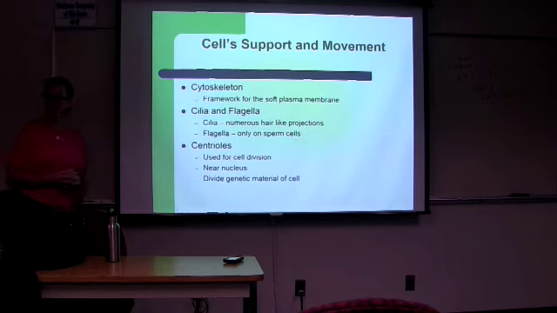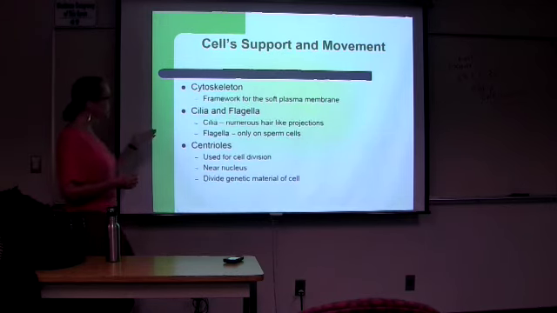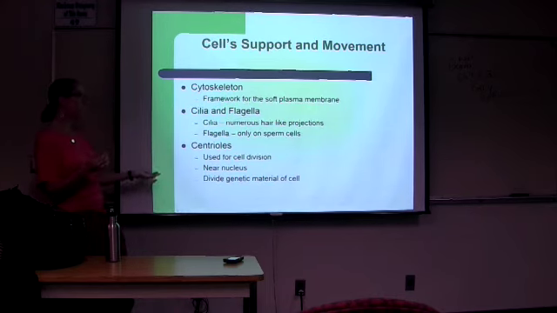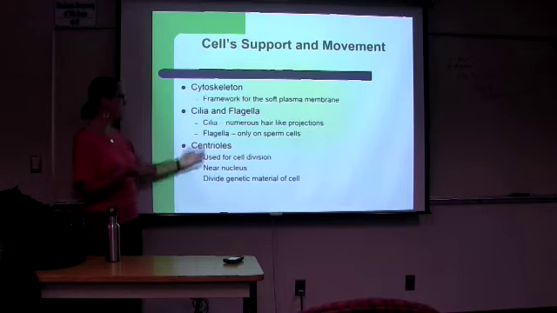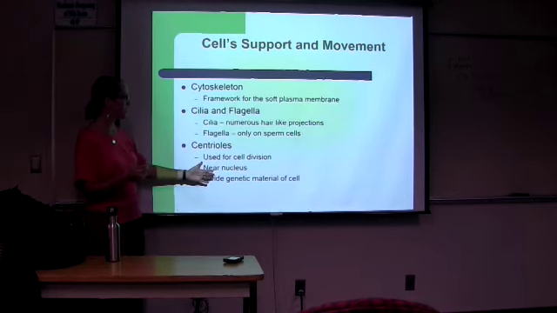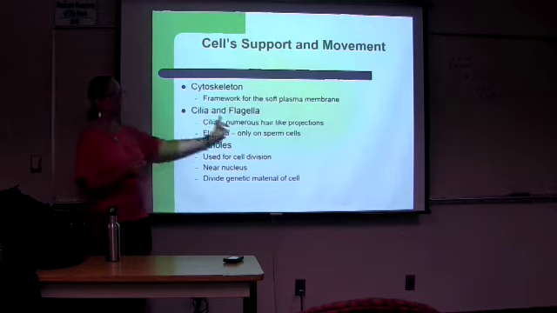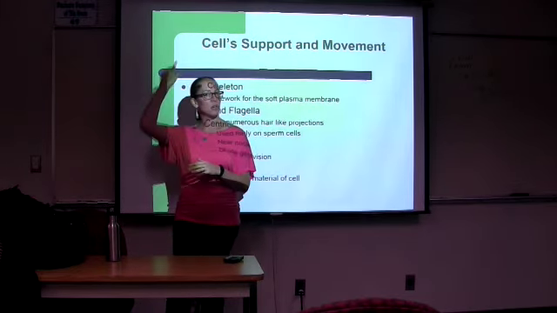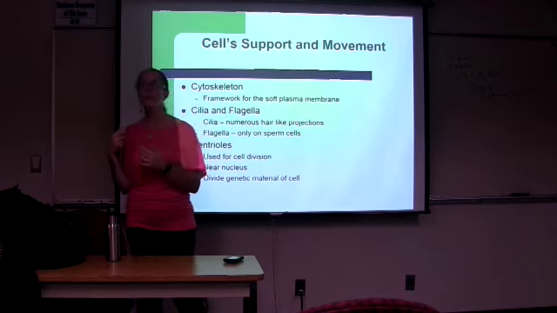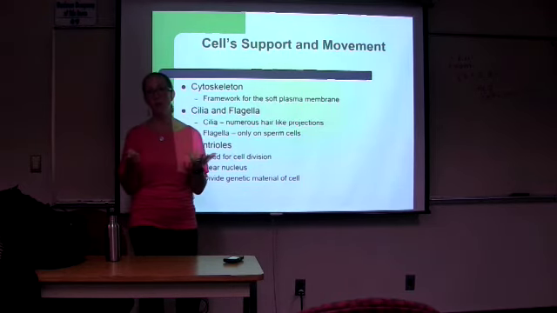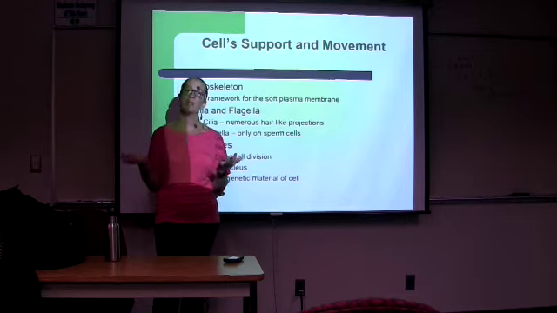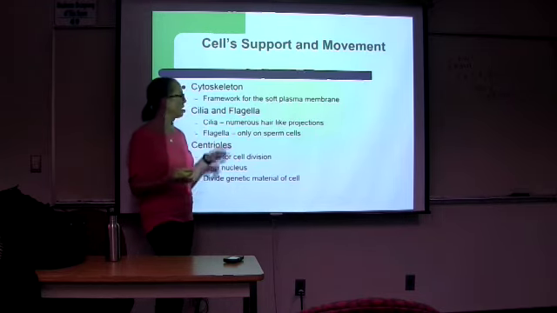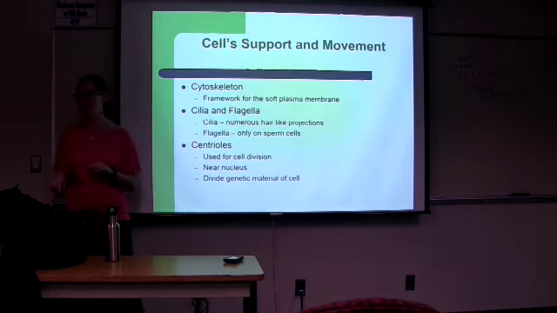So cell support and movement. There's a cytoskeleton, which is the framework of the cell. There's centrioles, which are used for cell division. I don't touch much upon those really. I do talk about cilia and flagella. Cilia we spoke about, those hair-like structures that are on top of cells that move things. Flagella we find on sperm. It's the only location that we'll find it, and it's what creates the motility for sperm. And we'll talk about how those function in reproduction next semester.